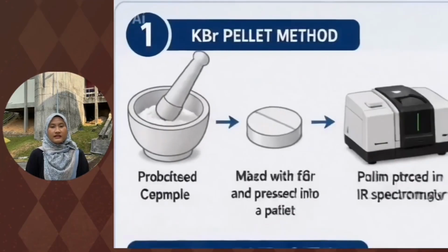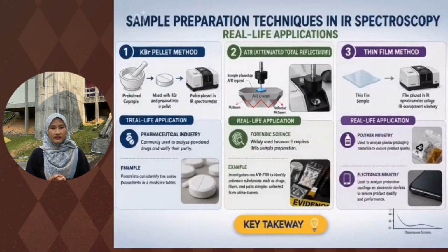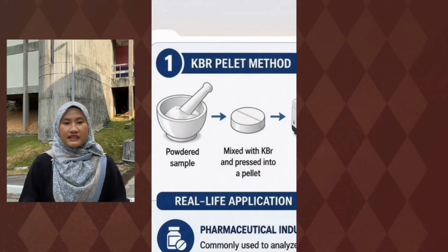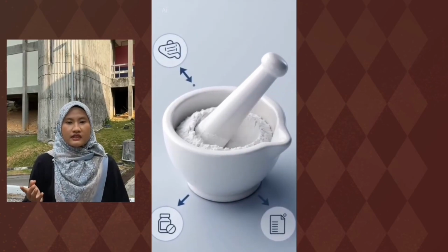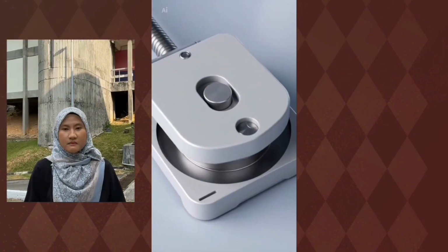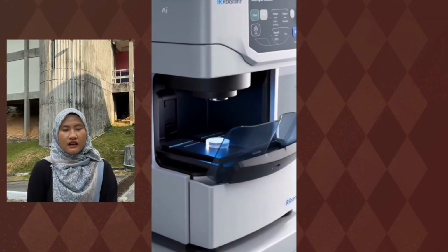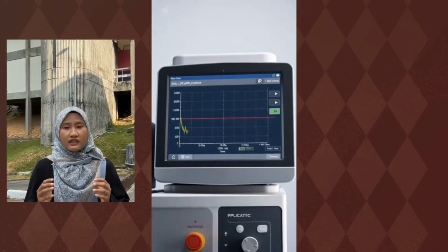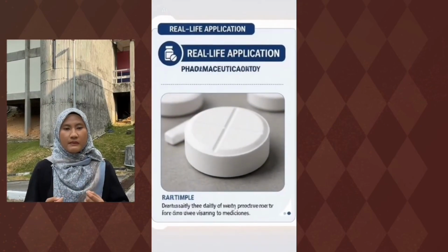So I will explain the real-life application of sample preparation techniques in IR spectroscopy. First, the KBr pellet method is widely used in the pharmaceutical industry. The scientists mix powder drug sample with potassium bromide and press them into a pellet for analysis. And this helps identify active ingredients and verify the purity of medicine.